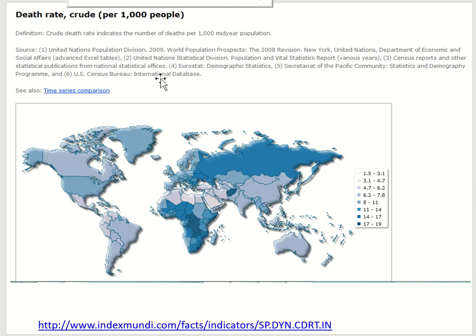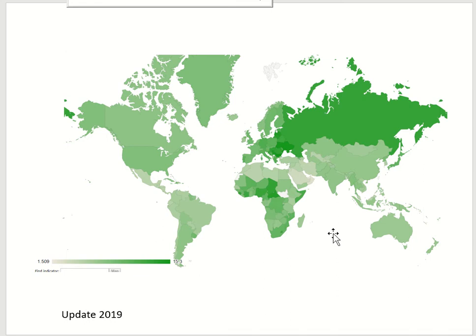And this map is a bit old. This is 2009. I have a newer one on the second slide, in a different color. And you can see it starting at 1.5 all the way to 15. Again, this is per 1,000 people. So the lowest death rate, this is again in 2019, is 1.5. So the lowest death rate in a certain country is 1.5. So for every 1,000 people, you would see 1.5 dying per year.